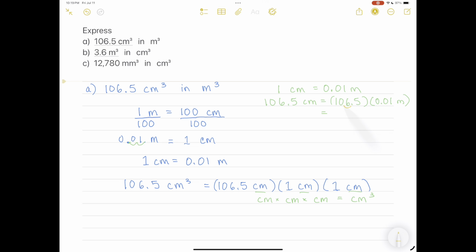106.5 times 0.01, move that decimal point between 6 and 5 two scoops to the left, which gives me 1.065 meters. And back to the problem on the line below, I substitute 1.065 meters underneath 106.5 centimeters. And I multiply that with 0.01 meters as a substitute for 1 centimeter and 0.01 meter for the substitute for the other centimeter.